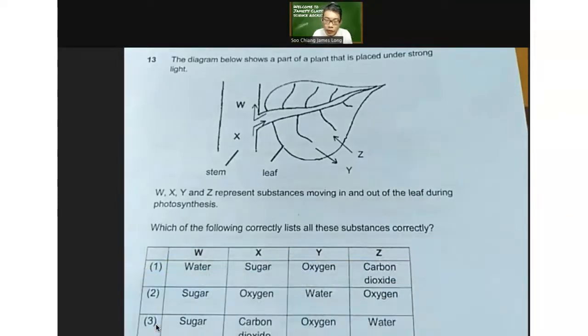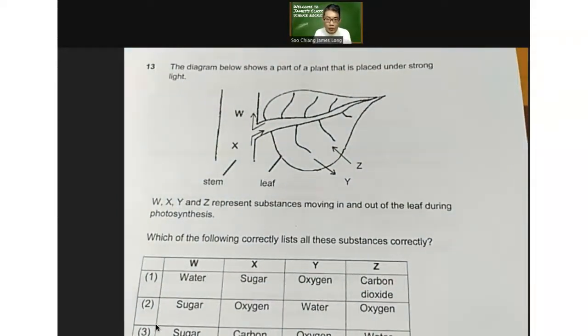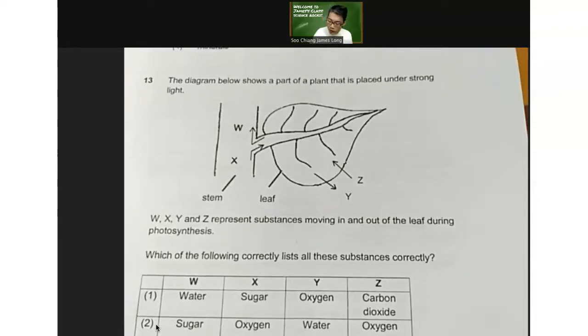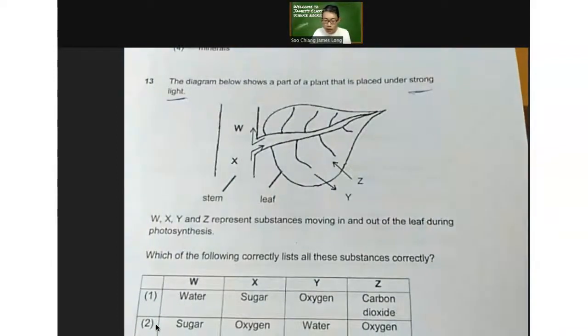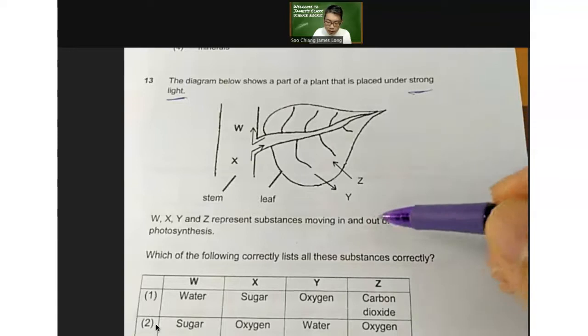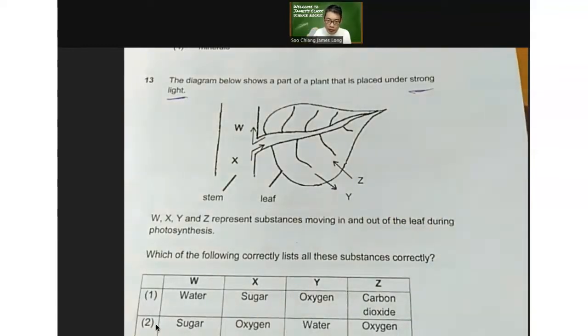Okay. If you haven't, pause it now and try. If not, I'm going to start going through this. The diagram shows a part of a plant that is placed under strong light. Again, we have light. So definitely you're talking about photosynthesis one more time. And we talk about substances moving. So the arrows represent the direction of substances moving.